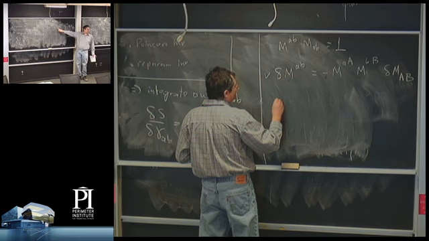Do you know, guys, how to derive this? Yes, all you have to do is just vary the identity M times M inverse equals the identity, and you will get 0. So that's one of the properties that we need.